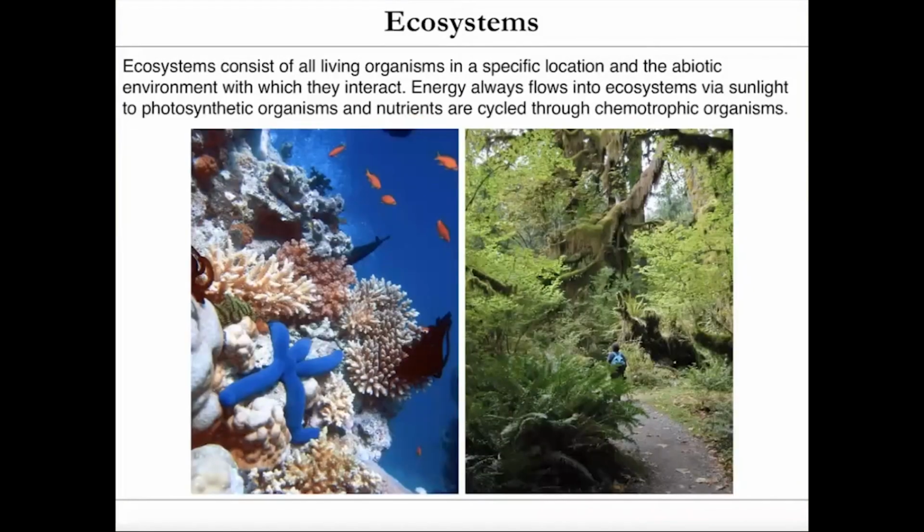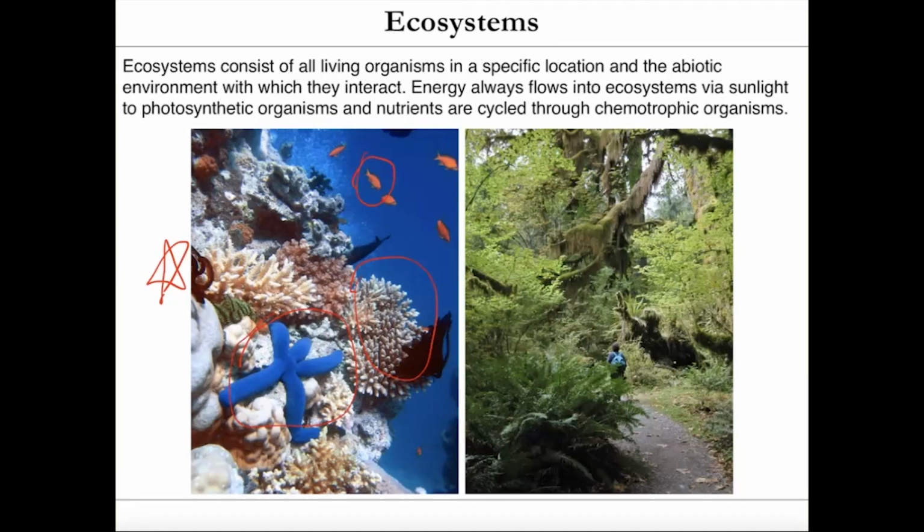So what exactly is an ecosystem? An ecosystem is basically the sum of all living organisms in a specific location, and it accounts for the abiotic environment with which they interact. So you have a coral reef right here. This is the summation of all the living organisms: all the fish, all the sea anemones, all the starfish, and all the microscopic organisms in this region, as well as the abiotic environment. So the salts and the water in which they interact, the rocks and the nutrients, the non-living matter. Abiotic means non-living matter.